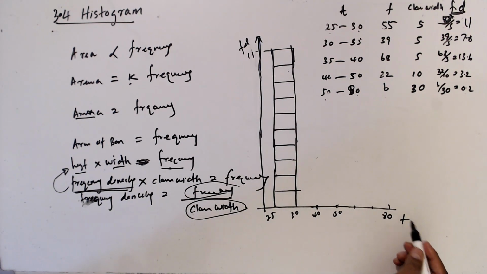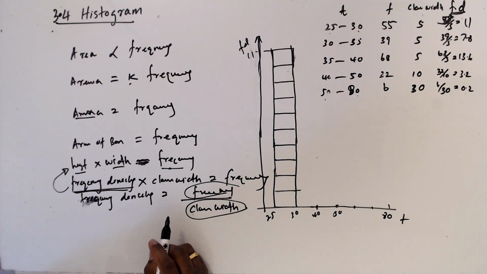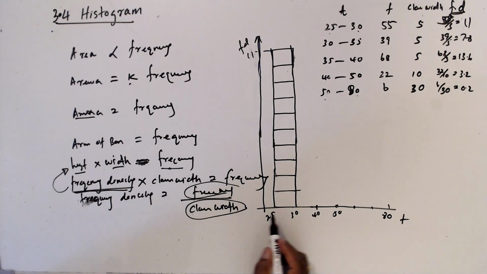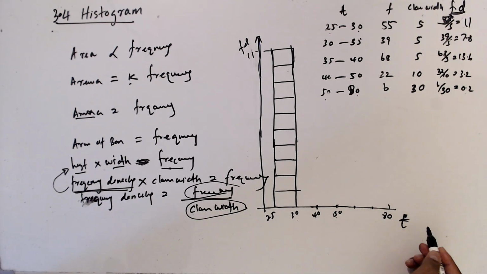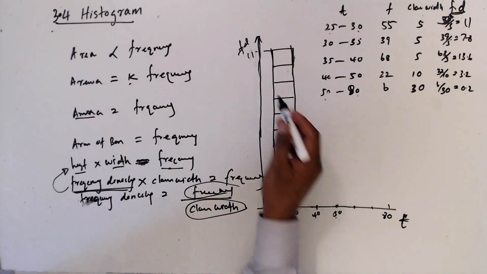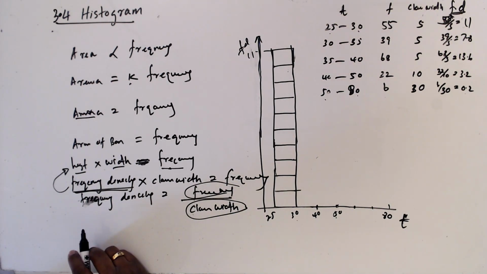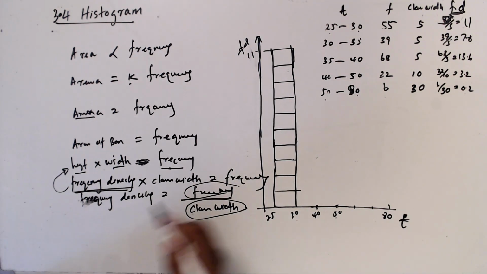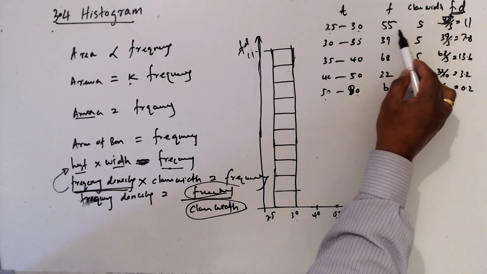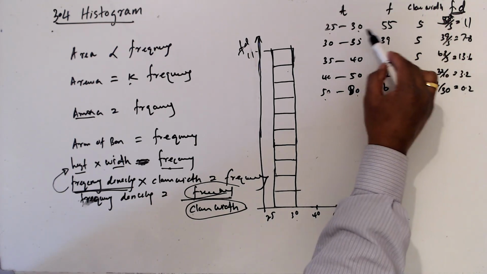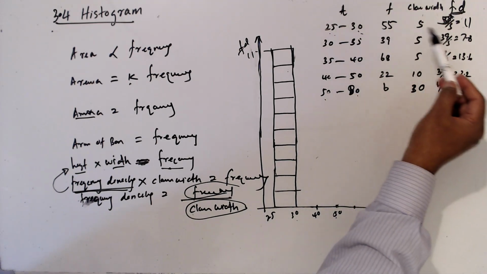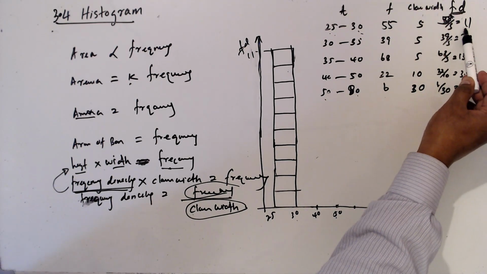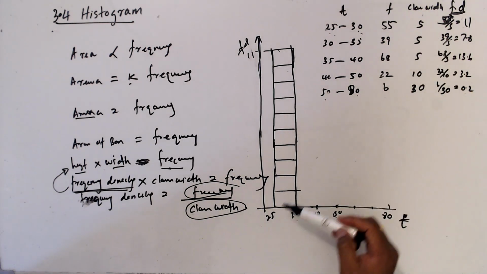This is a graph. Can you study this graph? 25, 30, 40, 50, 80. This is T and frequency density 11. So I show this one, 25 to 30. Frequency density is 11 and class width is 5.